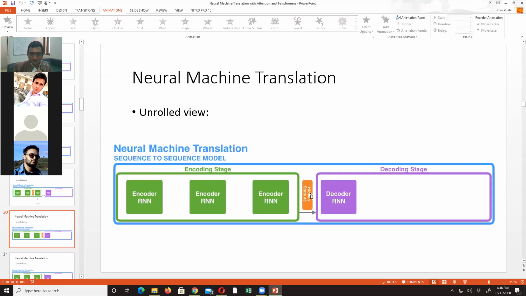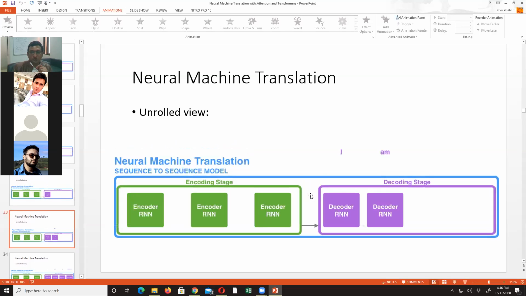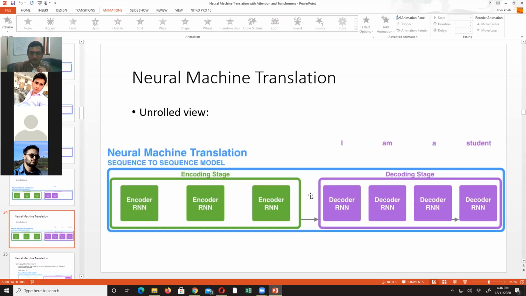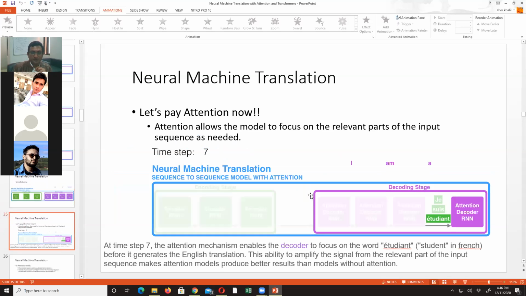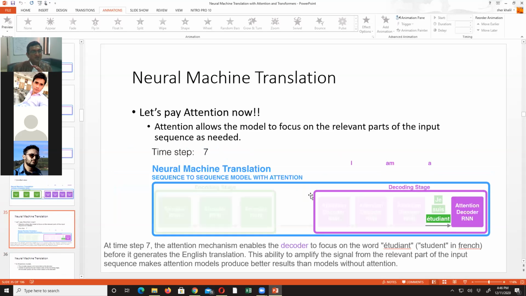Got the idea, Irfan? Yes, sir. You will see, when we look at it practically, it will make more sense. I understand it is hard to believe that just one vector gives us the complete output. Sir, I'm just wondering how the decoder is actually trained. Yeah, we'll see it. Don't worry.